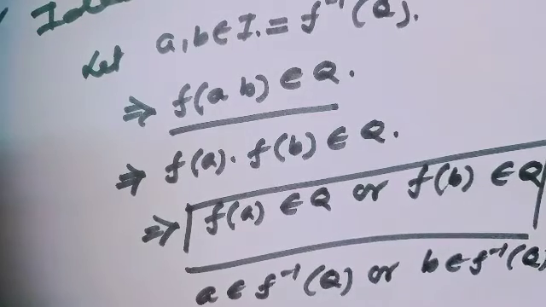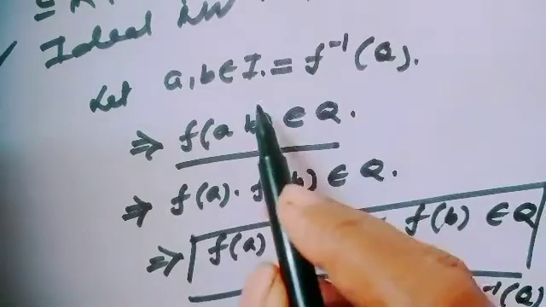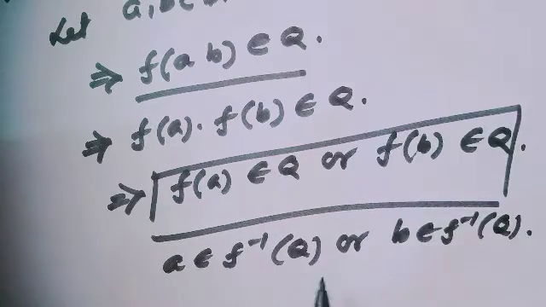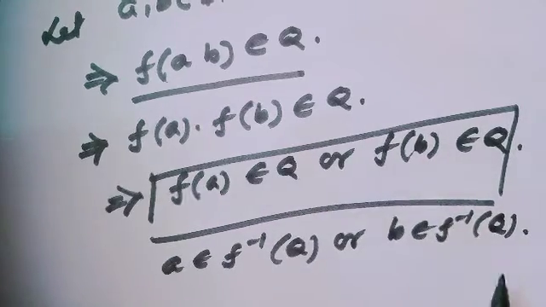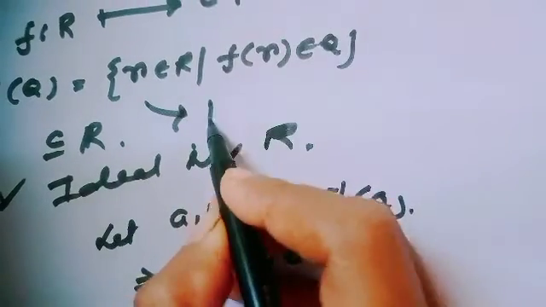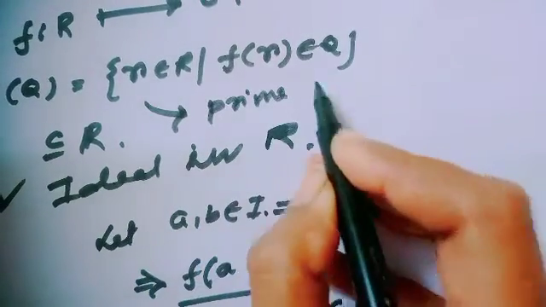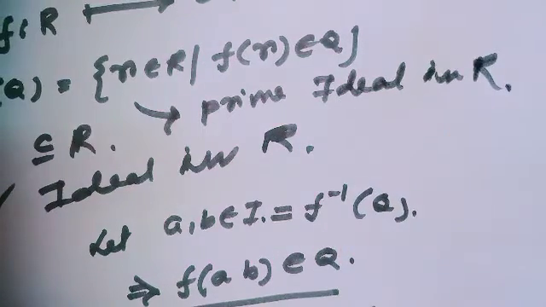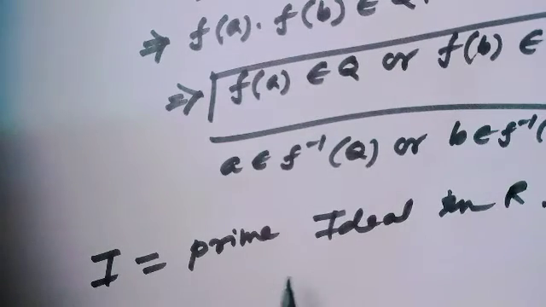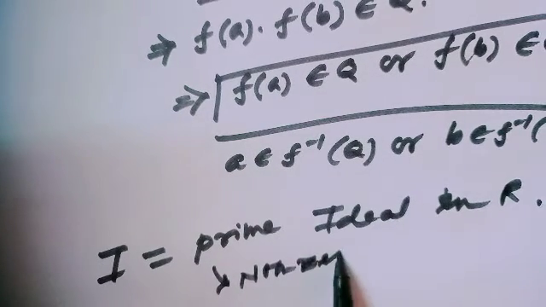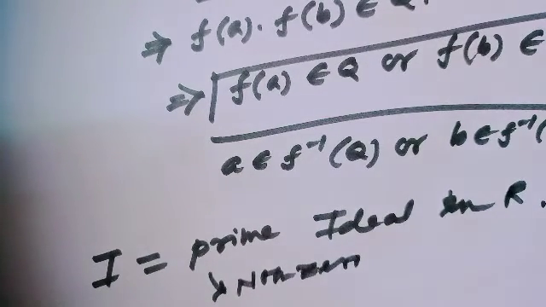So, since I equals f inverse of Q, our proof is done. The set f inverse of Q is a prime ideal in the ring R. Okay? And the question has indicated this I should be a non-zero prime ideal. Just think how this is possible.